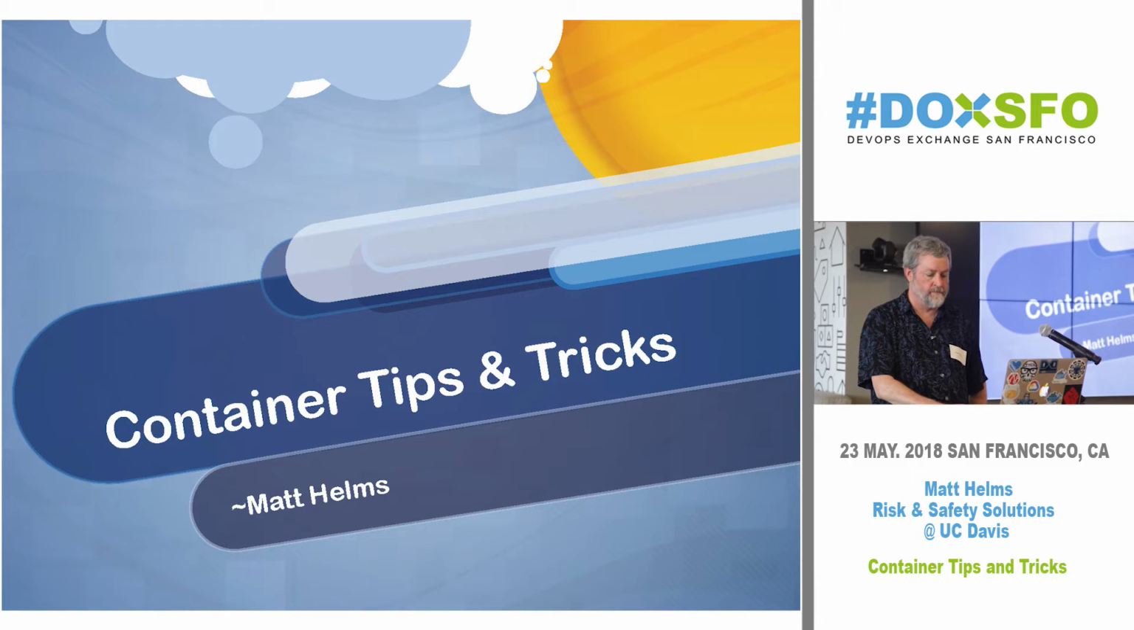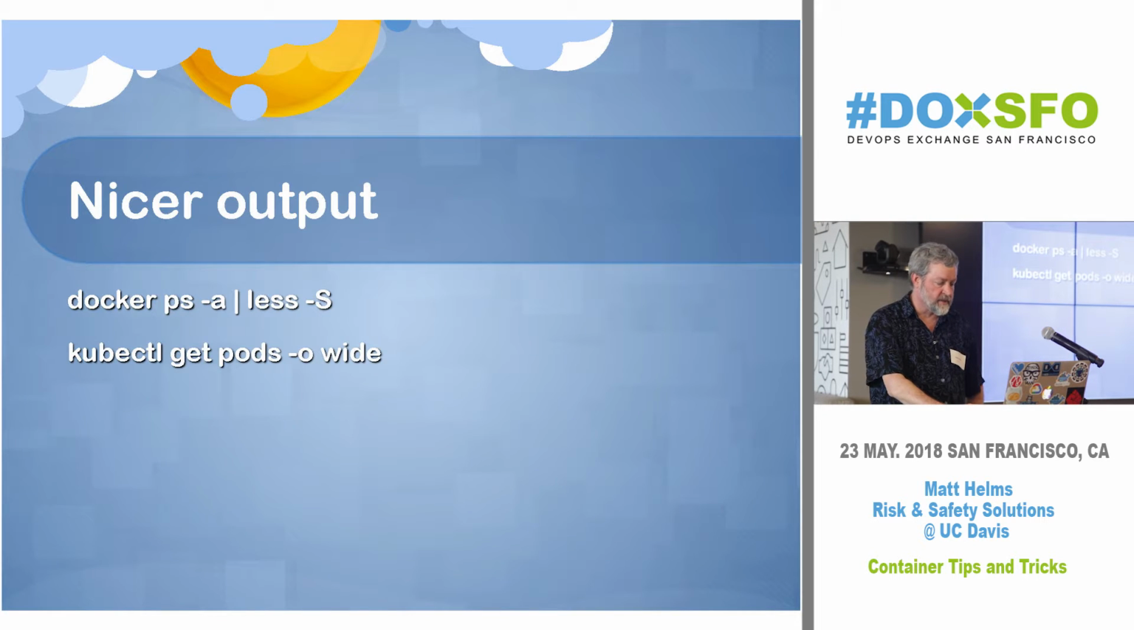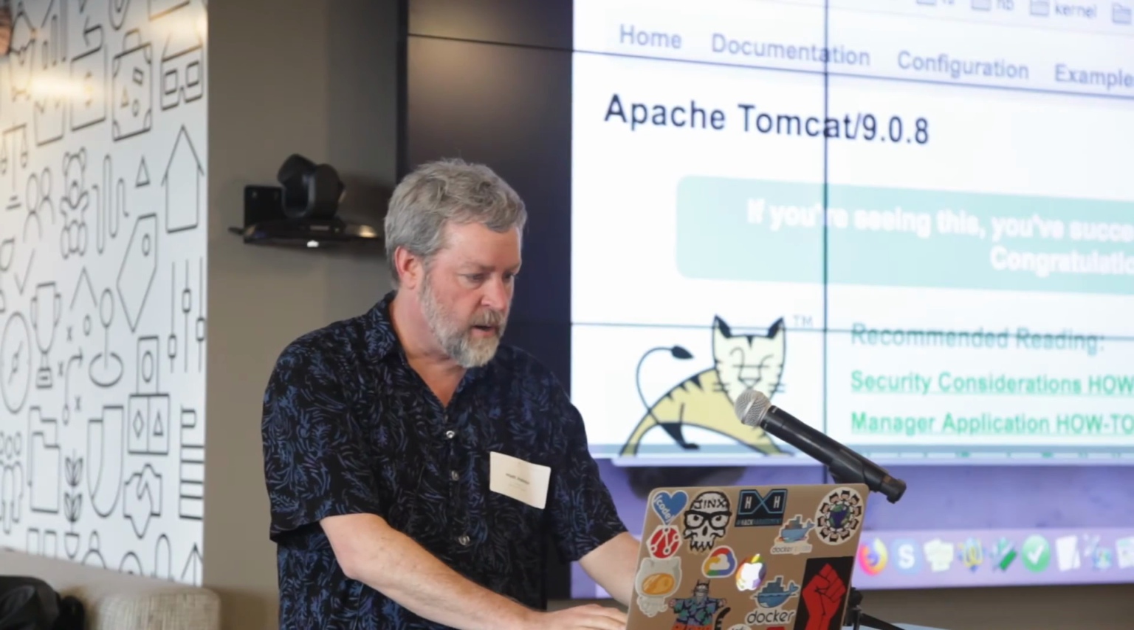Okay, so basically this is going to be a basic overview of some tips and tricks that might help you with containers like Docker and Kubernetes. I'm going to go over some simple things like nicer output, using something like docker ps, piping it to less -S, or Kubernetes with -o wide.